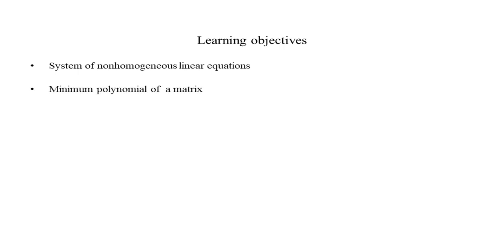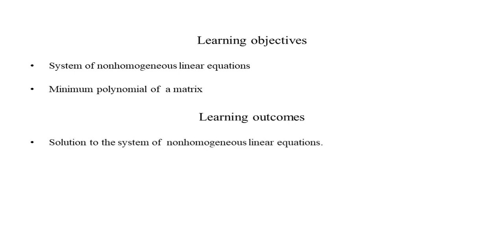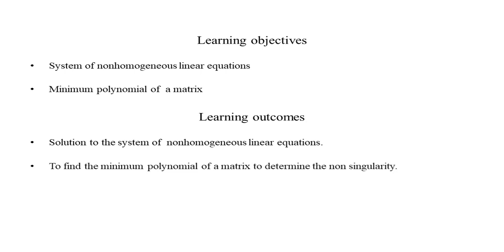Learning Objectives. Learners, in this session, we learn about the system of non-homogeneous linear equations and minimum polynomial of a matrix. Learning outcomes. At the end of this session, you will be able to find the solution to the system of non-homogeneous linear equations and to find the minimum polynomial of a matrix to determine the non-singularity of that matrix.